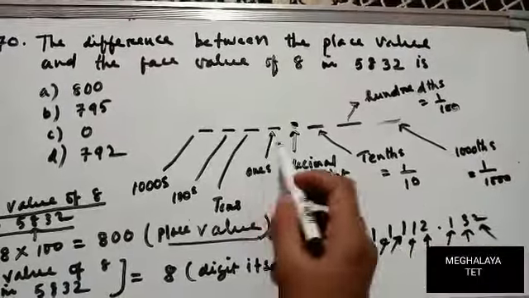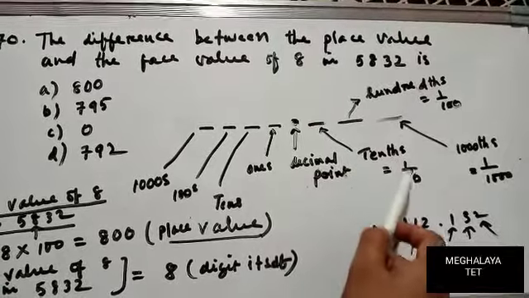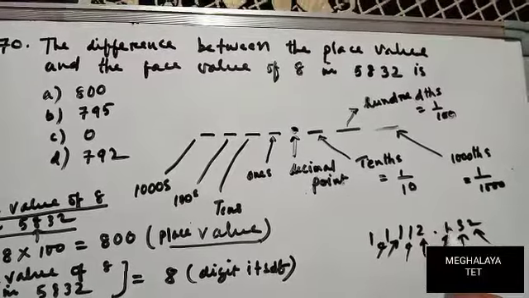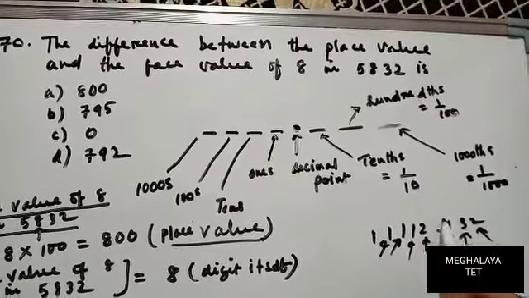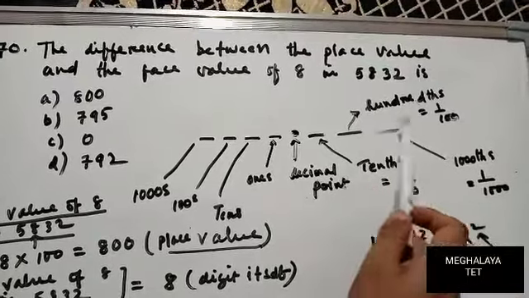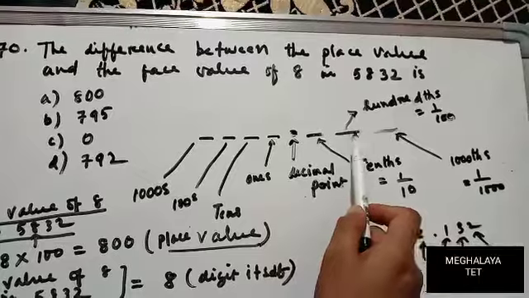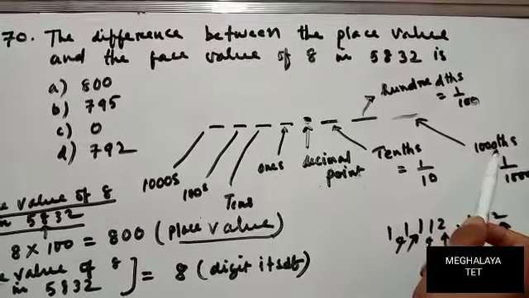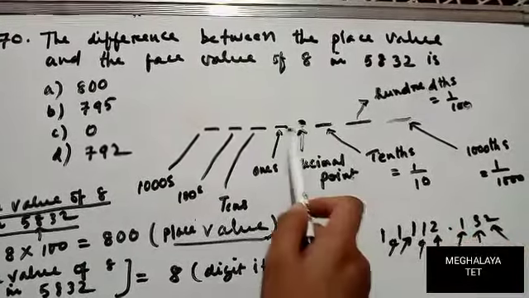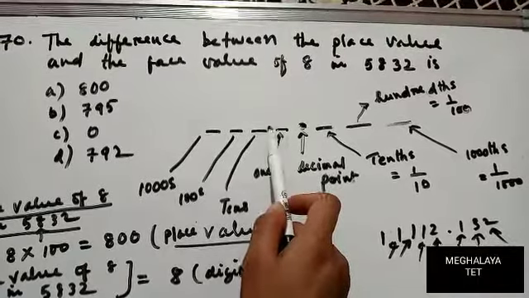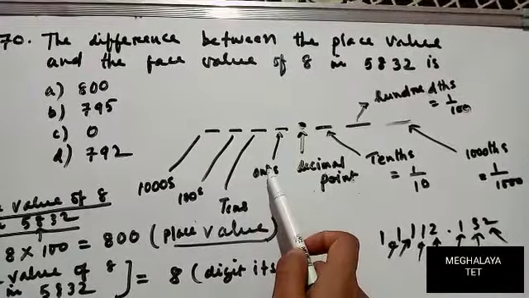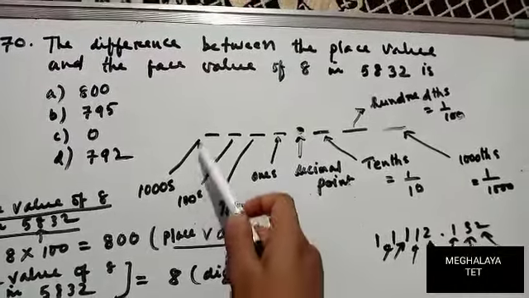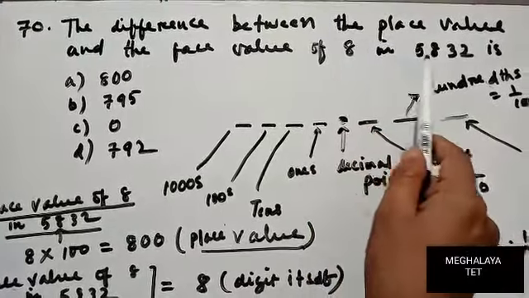Understand this one. Tenth means 1 by 10. Just divide 1 by 10, you will get this one. Whatever number comes here, that one is the tenths digit. So this one is tenth, this one is hundredth, this one is thousandth. I just wrote the numbers, you can write in letters. This one is before the decimal: ones, tens, 100, 1000. What is the place value of 8 in 5832?